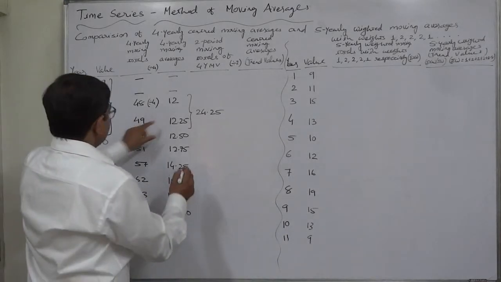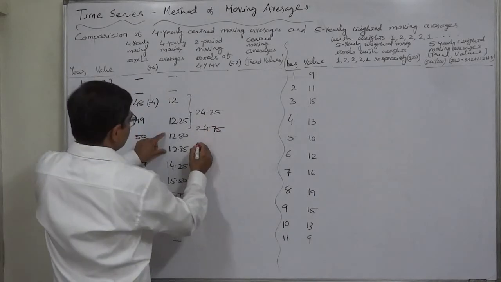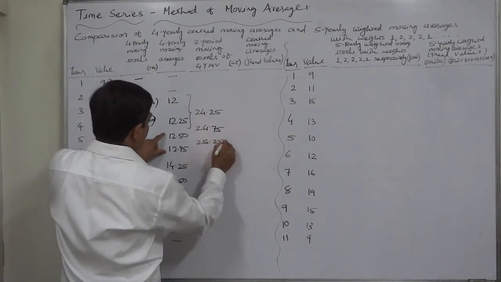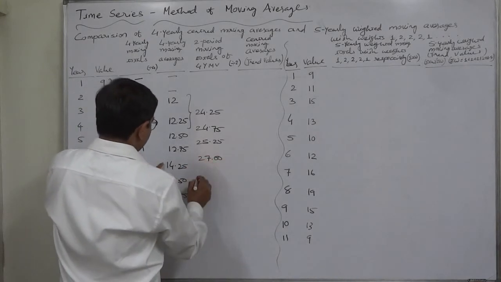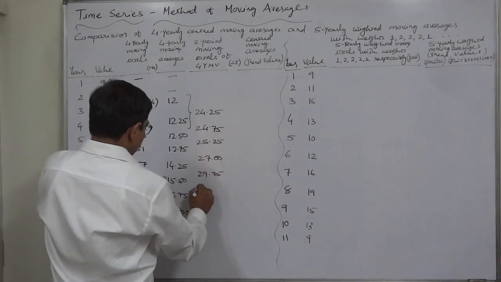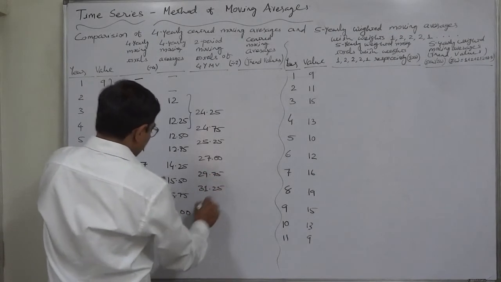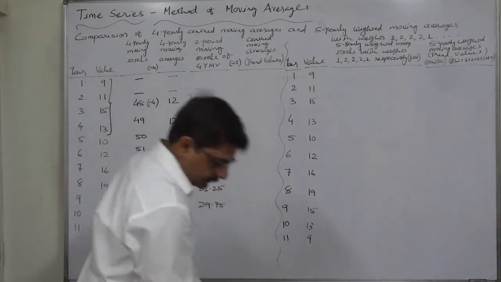Now the total of these two, 24.75, total of these two, 25.25, total of these two, 27, total of these two, 29.75, total of these two, 31.25, and total of these two, 29.75.